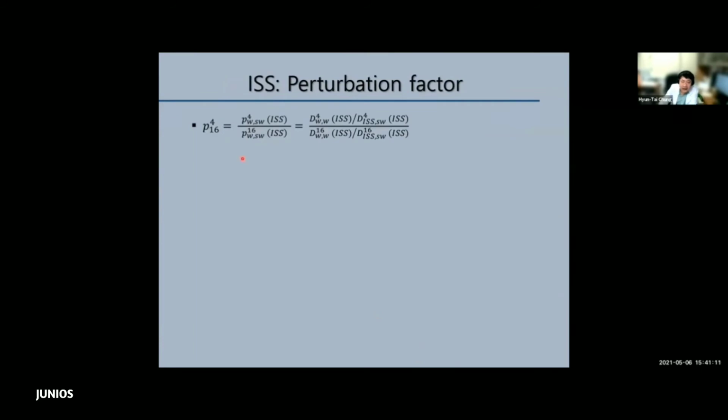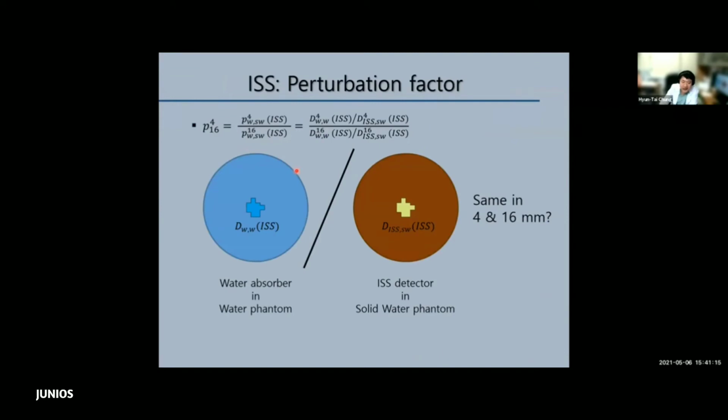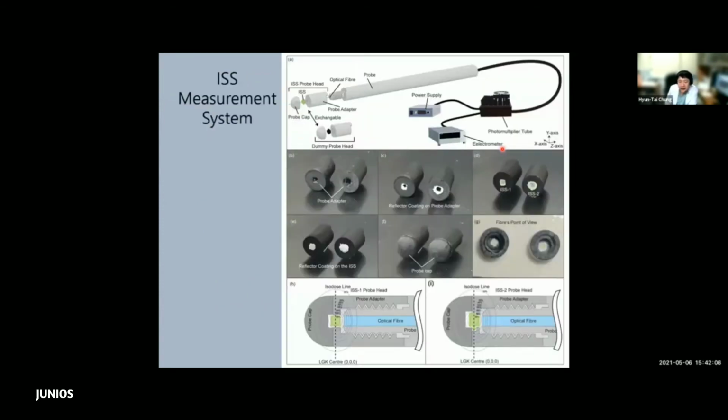And the perturbation factor is this. Let me show a much easier way. So for each field, this perturbation factor means the ratio of observed dose to the water in the shape of the detector, and the denominator is the observed dose to the detector in the solid water phantom. There is a relation connecting these two values, and the ratio of this relation in the 4 millimeter and 60 millimeter is the perturbation factor. So we are doing the Monte Carlo simulations. Preliminary result is P416 is 0.996, very close to 1. So we can measure the output factor of Gamma Knife.